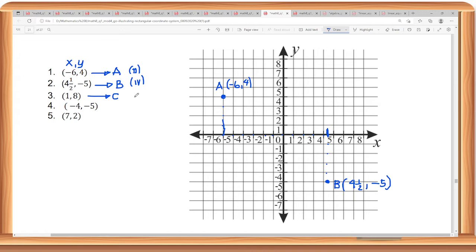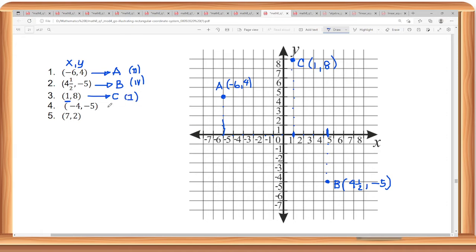So let's see. We have the x coordinate, which is positive 1, so positive 1 is over here, and then the y coordinate is 8. So let's count from here 8 units going up: 1, 2, 3, 4, 5, 6, 7, 8. So here is point C, wherein the x coordinate is 1 and the y coordinate is 8. It is in the first quadrant.